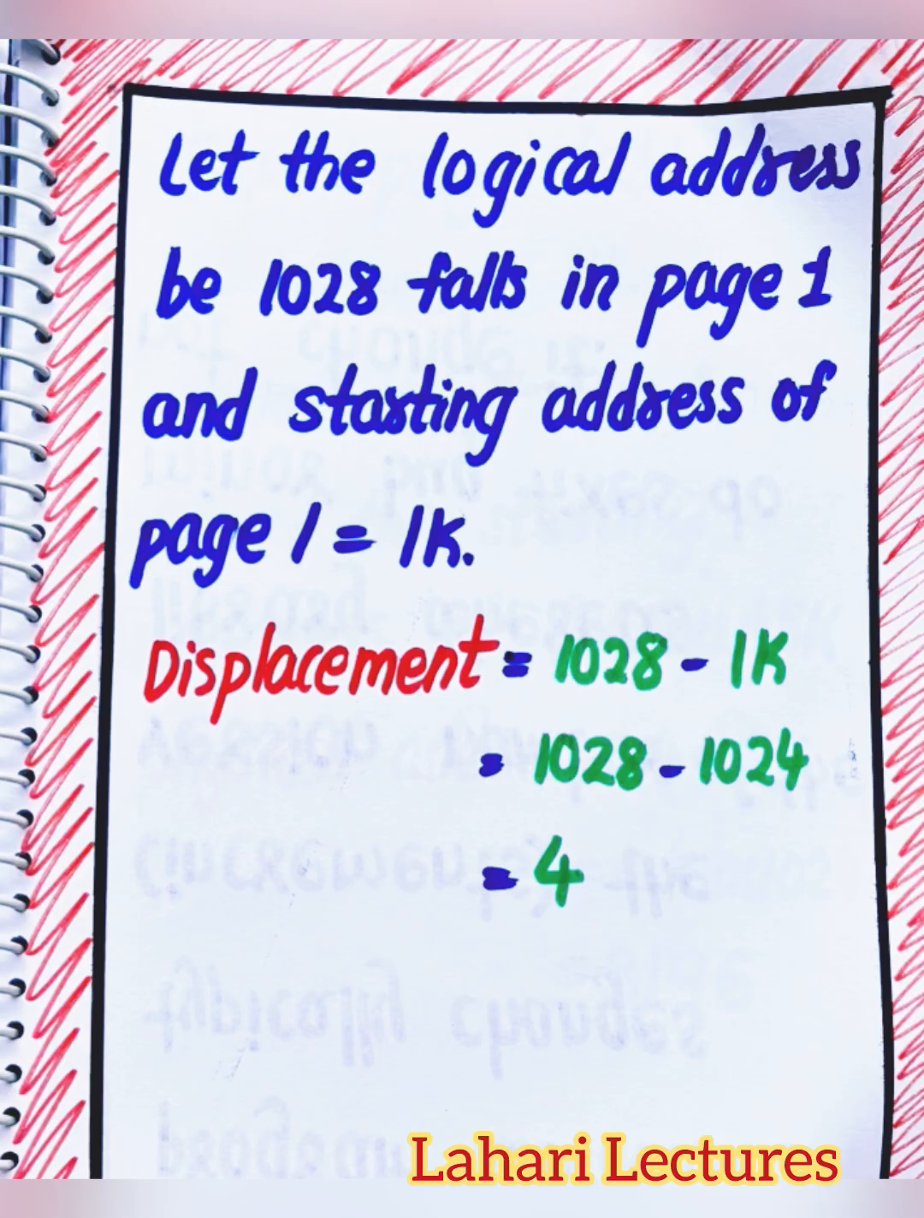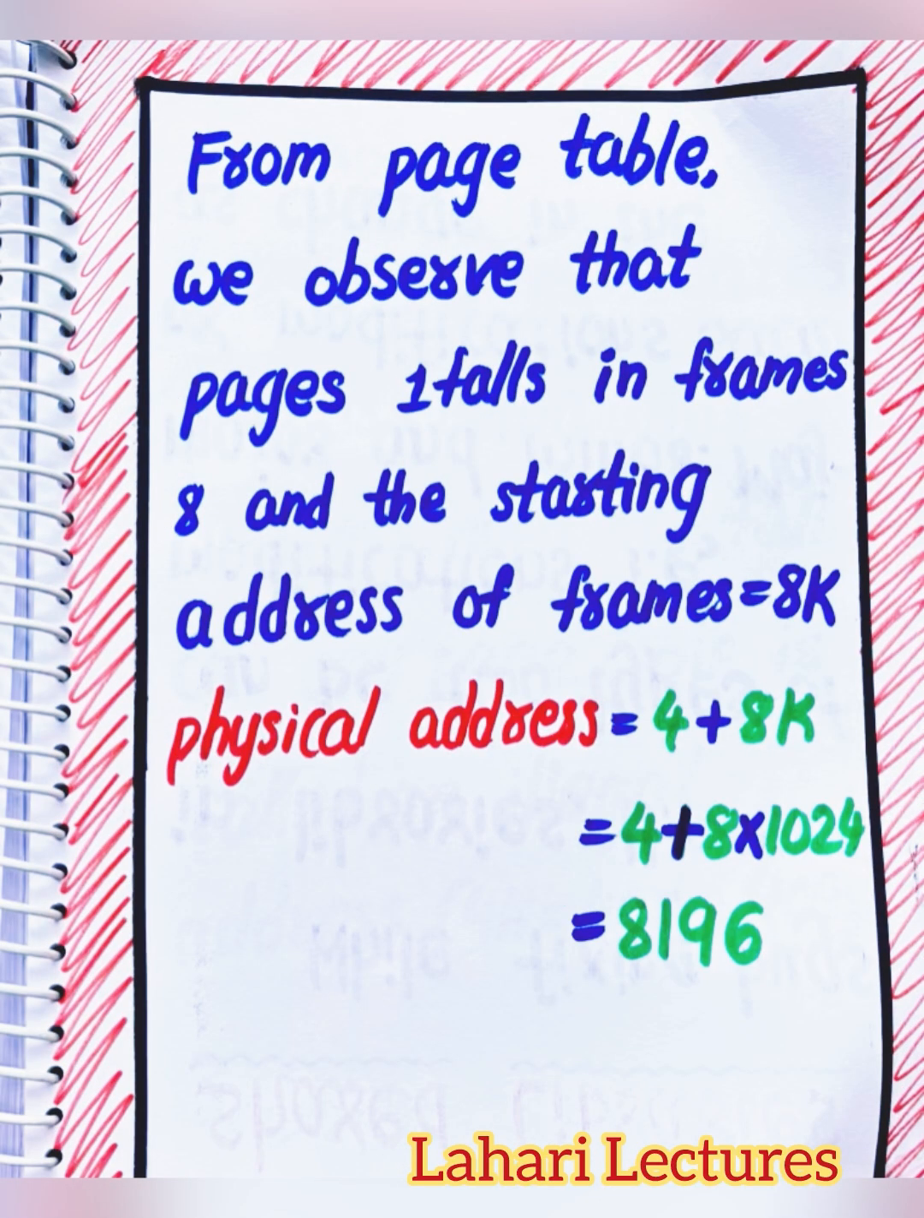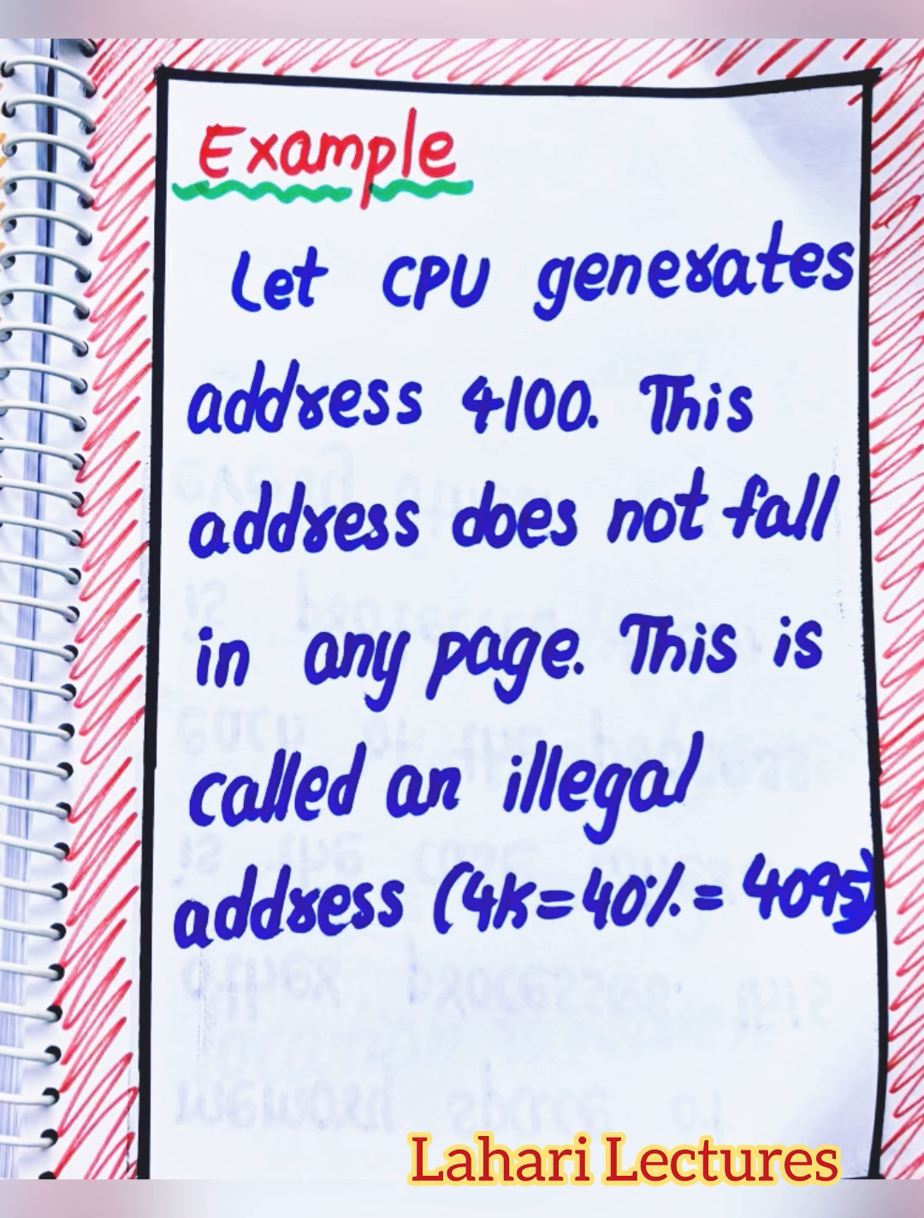Let the logical address be 1028, which falls in page 1, and the starting address of page 1 equals 1K. Displacement equals 1028 minus 1K, that is 1028 minus 1024, which equals 4. From the page table, we observe that page 1 falls in frame 8, and the starting address of frame 8 equals 8K. Physical address equals 4 plus 8K, which equals 4 plus 8 into 1024, which equals 8196.